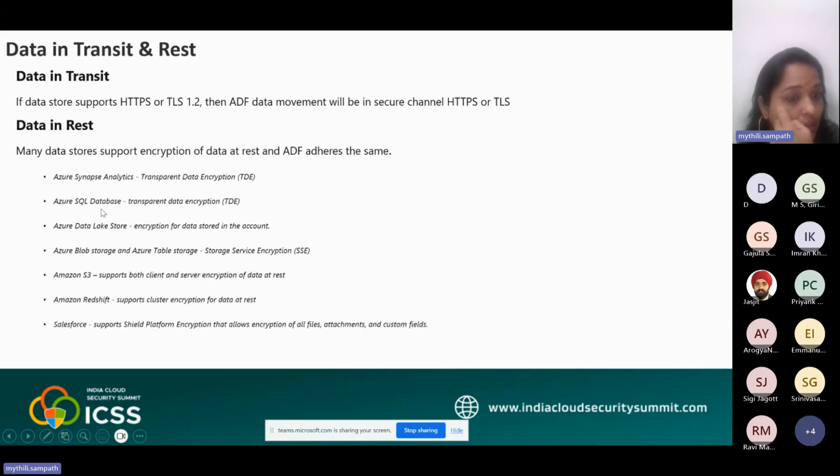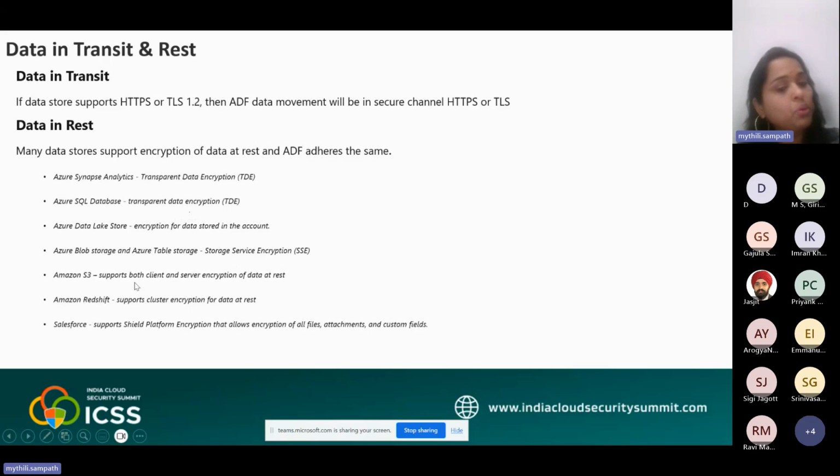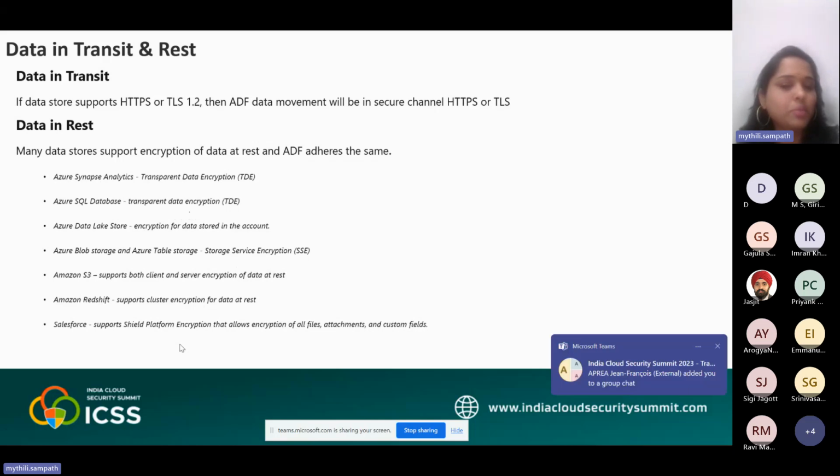Example: Synapse has TDE, Azure SQL Database supports transparent data encryption. Even Azure Synapse and Azure Data Lake do encryption automatically in the accounts. Whenever you are storing, encryption automatically happens there. ADF supports it, and Blob and Table have Azure service encryption. Amazon S3 supports both client and server encryption, even for data at rest. Amazon Redshift has cluster encryption. Salesforce has platform-level Shield encryption. It supports all the files, attachments, and custom fields.